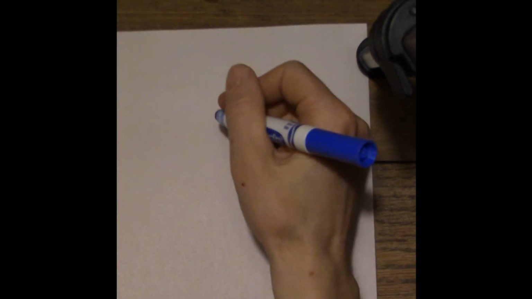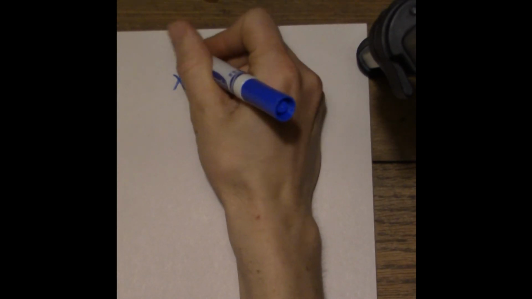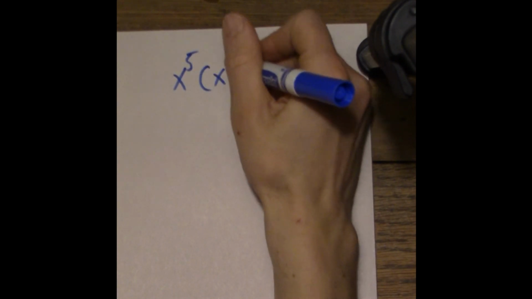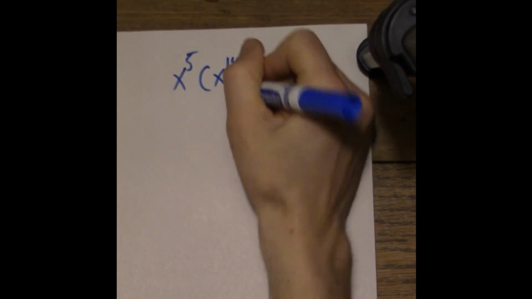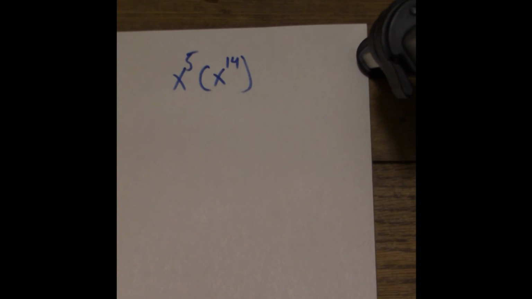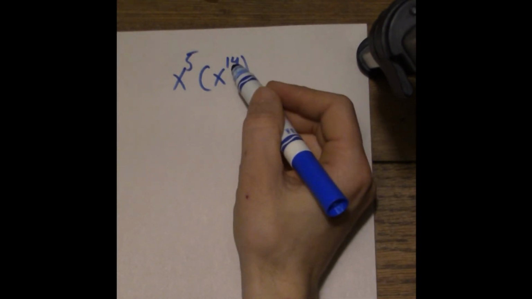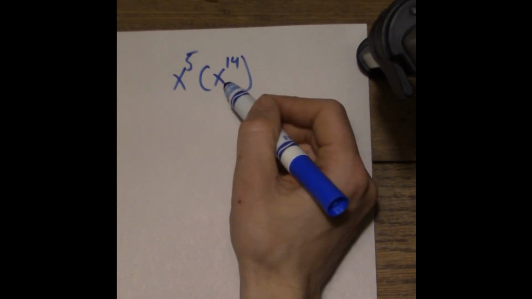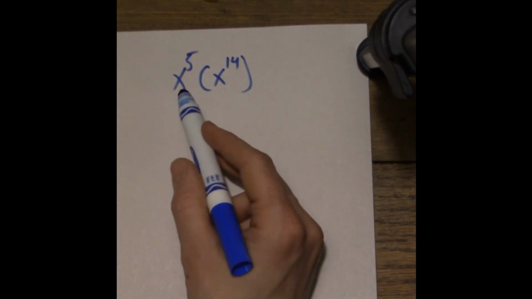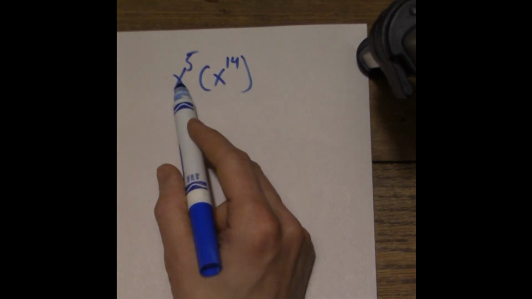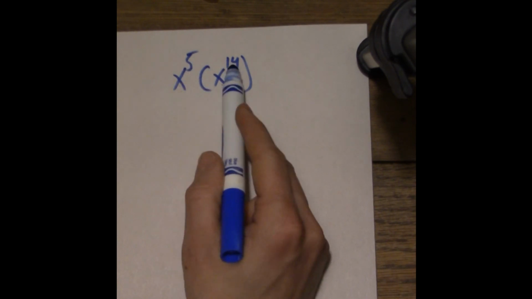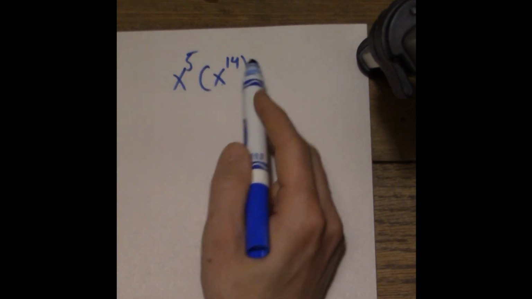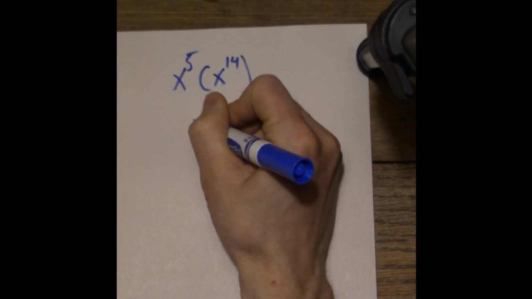Let's look at a few more examples here of multiplying powers with the same bases. So if you have x to the 5th times x to the 14th, hopefully by now you can calculate that we know this is multiplying two powers with the same bases, so we can add their exponents. So x to the 5th times x to the 14th is going to give you x to the 19th.